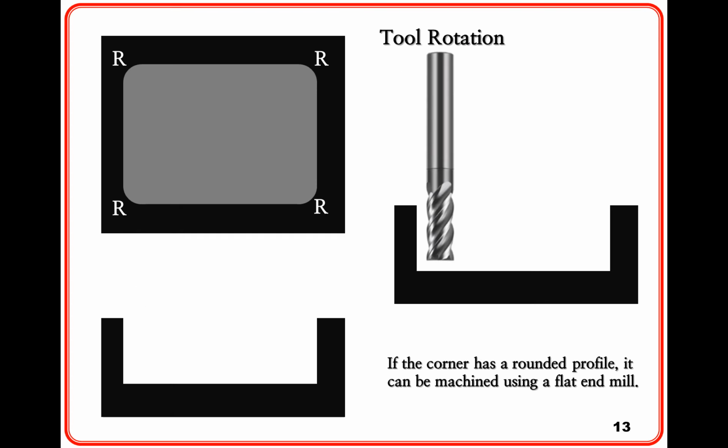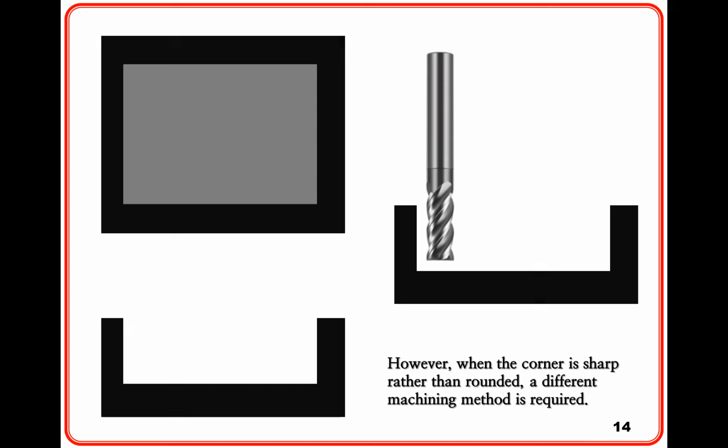Now, let us assume that we have a workpiece shaped like this. The drawing marked with a 4 radius shows the workpiece as viewed from above. As you can see, all 4 corners are rounded. A shape like this can be machined using an end mill. But what if the corners have no radius at all and are perfectly sharp as shown in this drawing? Would it still be possible to machine them with an end mill?